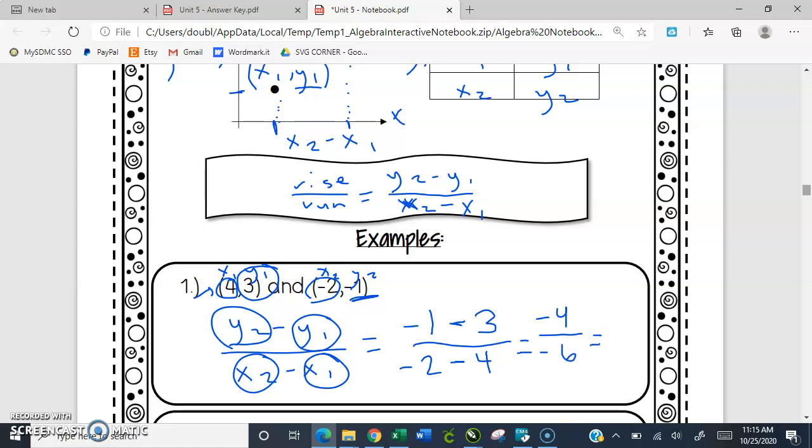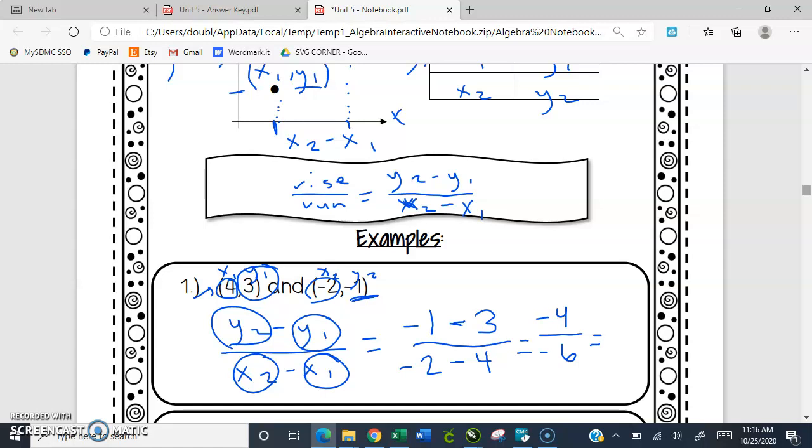Now we still have to simplify this. We can't leave it at that. I have two negatives in the division problem now. See, it's a fraction, and all fractions are division problems. So it turns positive. Remember, two negatives in multiplication and division turn positive.